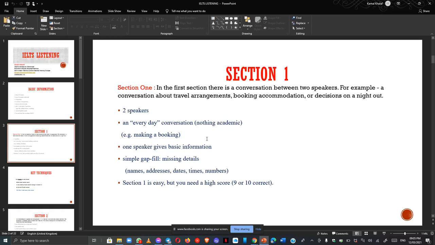One speaker gives the basic information. I mean, one of the 2 speakers asks, and the other one gives him the basic information he needs. When I say basic information, I mean name, address, dates, times, numbers, price, and so on. All in all, this section, I mean section 1, is easy. It's not that hard compared to the other sections.